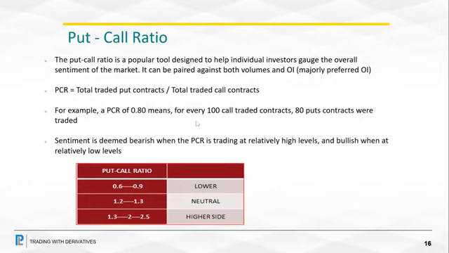Like we discussed, PCR is what? It is the total traded put contracts divided by total traded call contracts. So it is always a ratio that comes up. Suppose the PCR of any particular stock or strike is 0.8, which means that for every 100 call contracts traded, 80 put contracts were added. The ratio is like 100 to 80. So this is how we see it.